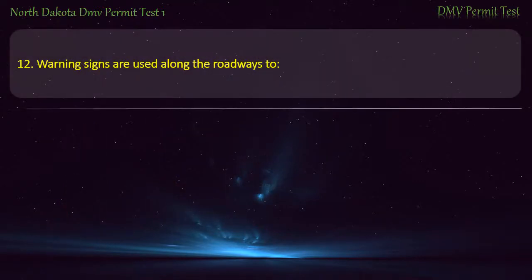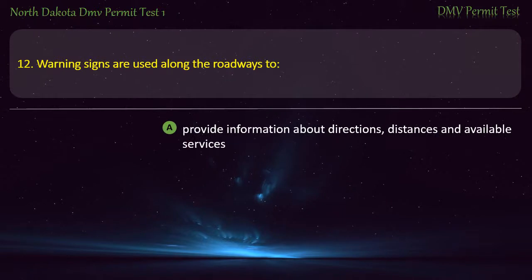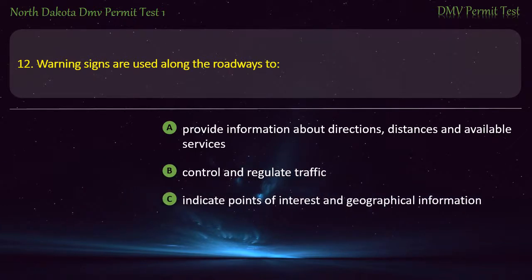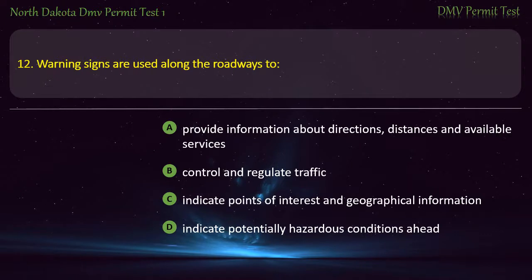Question 12. Warning signs are used along the roadways to provide information about directions, distances and available services. Control and regulate traffic. Indicate points of interest and geographical information. Indicate potentially hazardous conditions ahead. Answer. Indicate potentially hazardous conditions ahead.